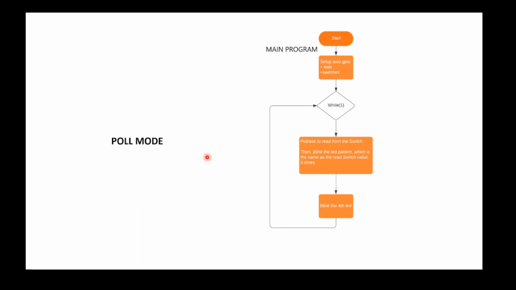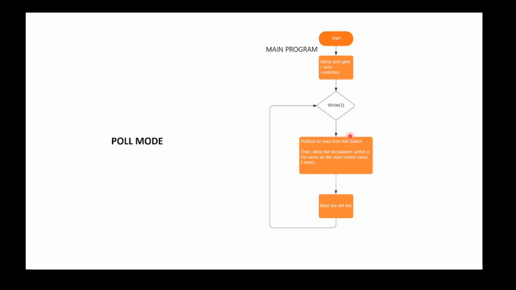Today is about the poll and the interrupt mode, and this is the poll mode. In the poll mode, this is how our main program looks. If we write C code, we will have the function int main, and this is its content. We will call it the main program. In the main program, we want to set up our GPIO with the LEDs and the switches, and then we will have an infinite loop.